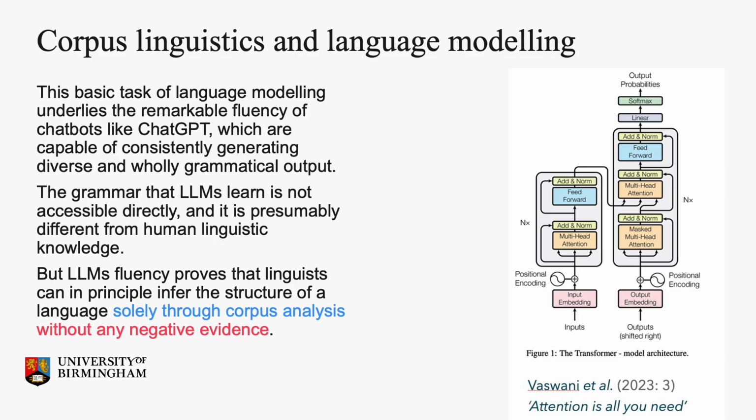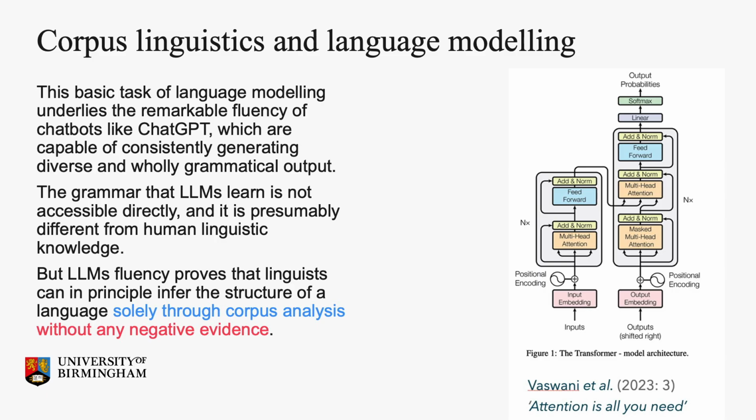To me, this is the evidence that you can, through observation of language, infer its structure. Of course, the grammars that LLMs learn, or that are internalized in LLMs, are not really accessible directly. And it's presumably different from how humans represent language, although I don't know. But that's kind of beside the point, right? The point is that that's sufficient data for an LLM to infer language structure, and that should be sufficient for linguists as well, or at least we shouldn't say that it's insufficient.